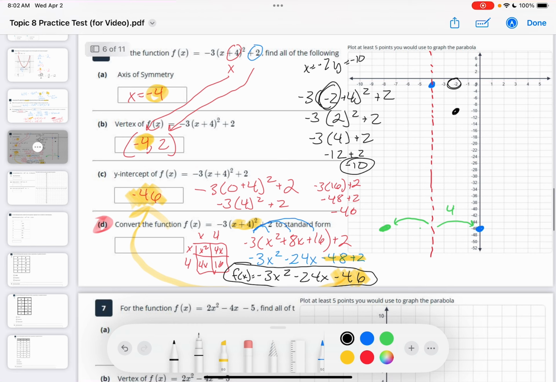And again, with symmetry, if I'm 2 to the right, I can go 2 to the left and be in the same spot. And now I've got 5 points. I've got enough to sketch this thing as best I can.